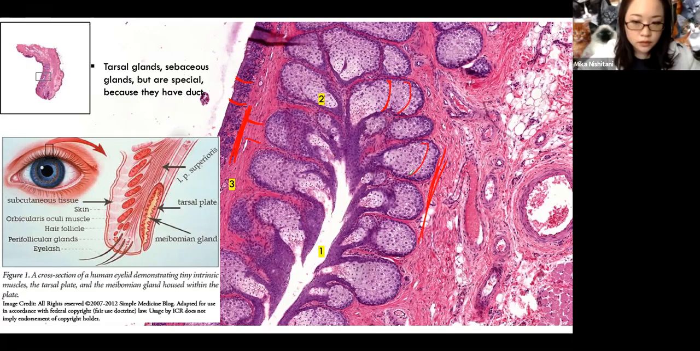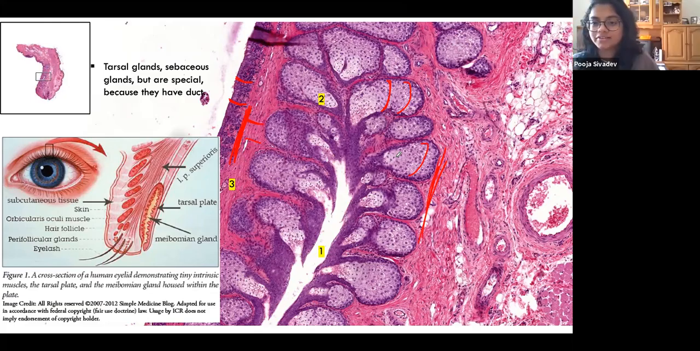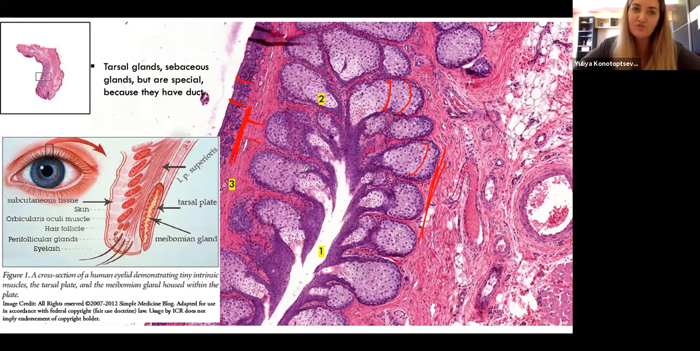Sebaceous, very good. It is a sebaceous gland. So its type of secretion is holocrine. Do sebaceous glands have ducts? I think it was an exception. Exactly. Meibomian gland is the only sebaceous gland that has a duct. Because the type of secretion is holocrine, you don't need a duct.